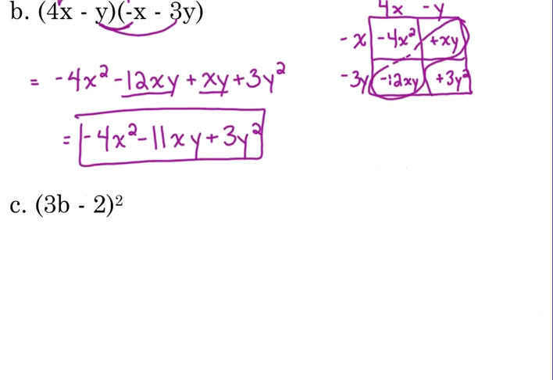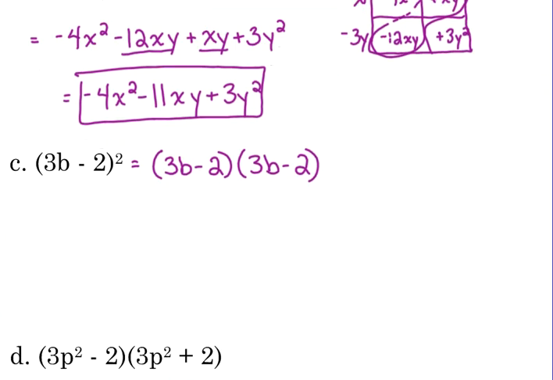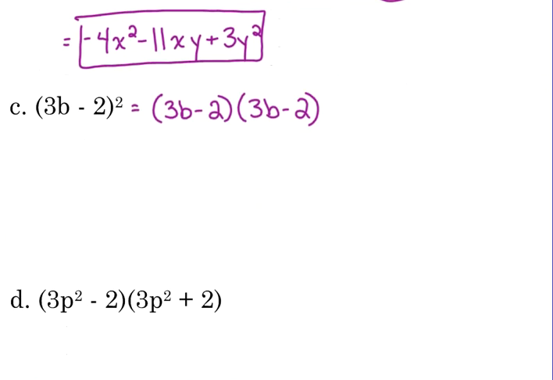Okay, another one like this, 3b minus 2 squared. What trips people up with this is they just want to square everything that's inside the parentheses. But what squaring something truly means is that you multiply it times itself. So 3b minus 2 squared is really the same as 3b minus 2 times 3b minus 2. And then it's a problem just like we just did.